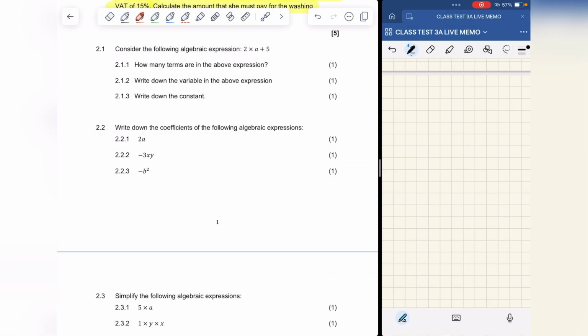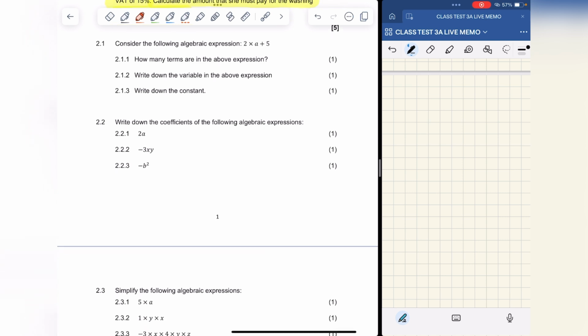Okay, we are back with number 2, and for number 2 I'm actually going to write the answers on the question paper itself, because it doesn't require us to have a lot of space and do all kinds of calculations. So I'm going to write the answers on the question paper here. They're telling us to consider the following algebraic expression.